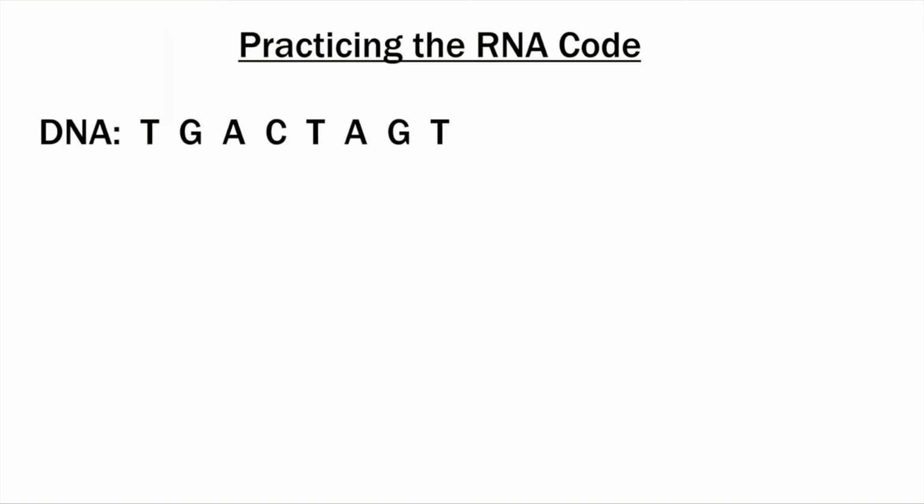All right, let's do some practice with our base pairing. Here we see a template strand of DNA. What I want you to do is add the complementary RNA base pairs. So go ahead and pause the video and give this a try. All right, this is what we should get. Remember that in RNA, we use the base uracil instead of thymine. So anytime we see an A in DNA, we're going to end up with a U in RNA.